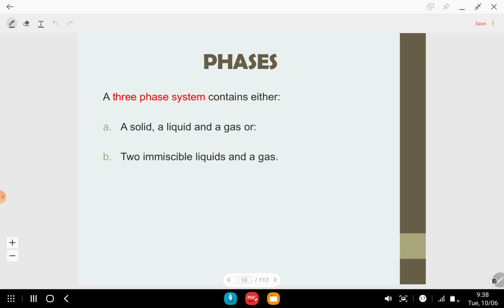Now we have a one-phase system, two-phase system, and three-phase system. A three-phase system can contain a combination of solid, liquid, and gas. For example, if A solid reacts with B liquid plus C gas, we just refer to its state or phases. If there are three different phases, then it is 3P.